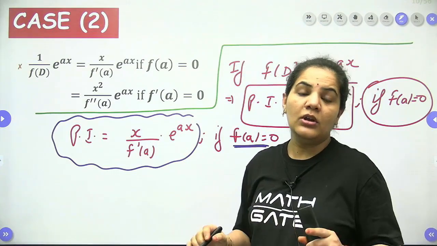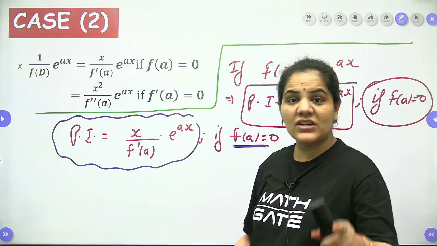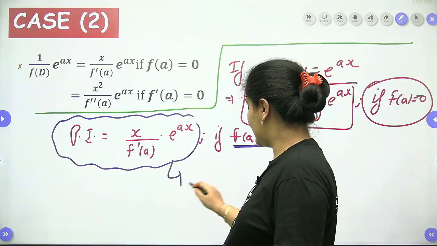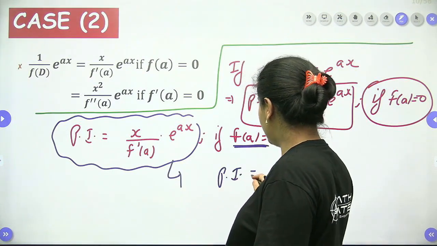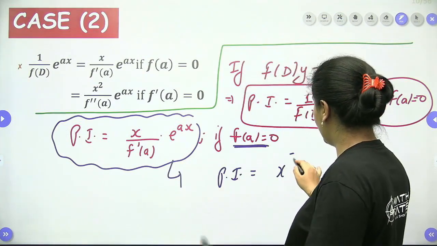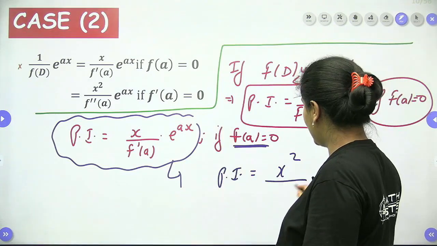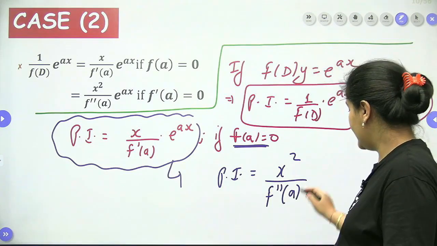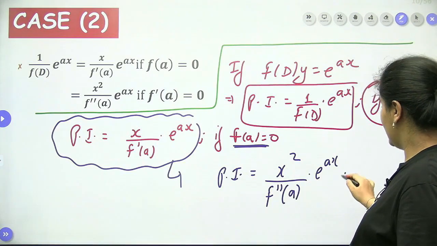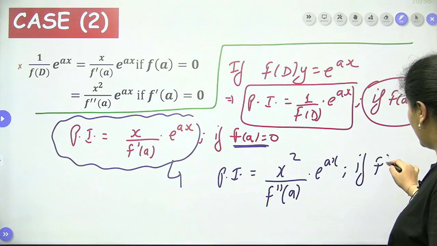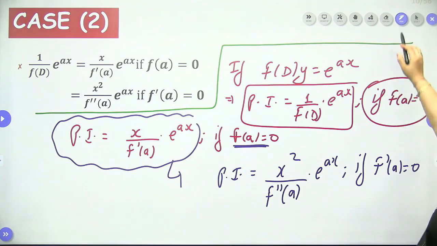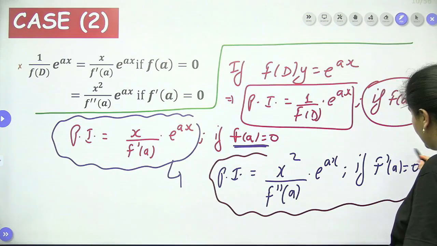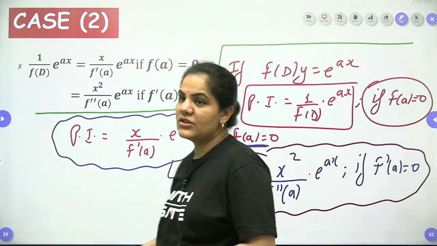Now suppose f dash a is also equal to 0. Then what happens to the PI? If it is again equal to 0, you write x square in the place of x, and the double derivative f double dash a, into e to the power ax. It's possible when your f dash a is also equal to 0. Is it understandable, dear students? It's a very simple thing to understand. So we have these two cases.